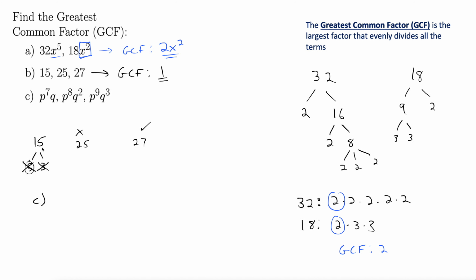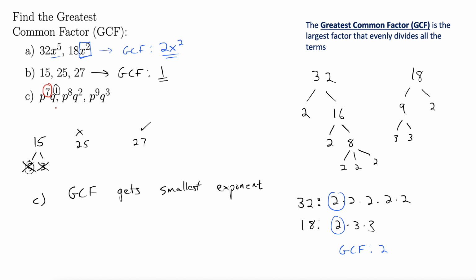Okay, C. Well, remember that the GCF gets the smallest exponent. Okay, so let's see here. So I put a little 1 up here, because remember, if a variable is just by itself, there's a hidden 1 up there in the exponent. So we have p to the 7th, p to the 8th, p to the 9th, the smallest one, p to the 7th.